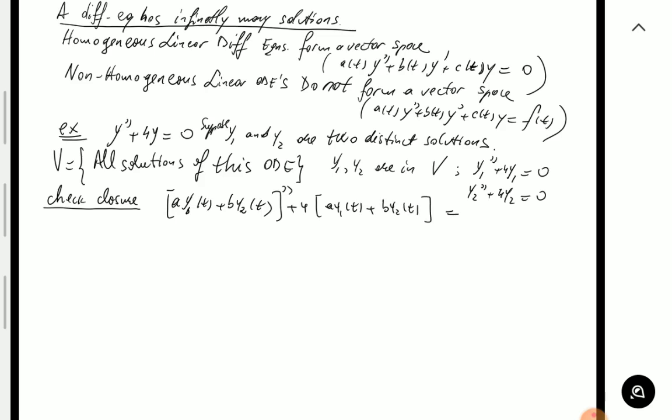And again, linearity allows you to distribute the derivative. So a y1 double prime plus b y2 double prime plus, and then distributivity on the right, 4a y1 plus 4b y2. And now we can group the terms by y1 and y2 and factor a.